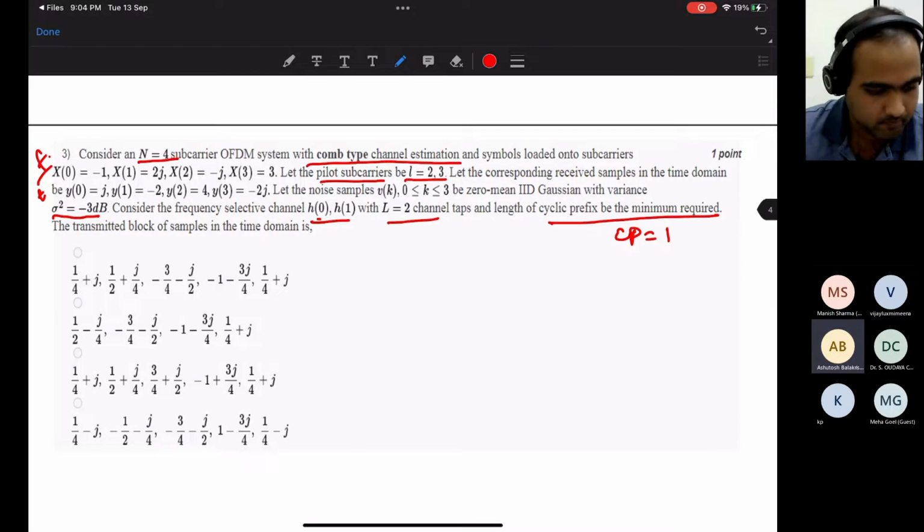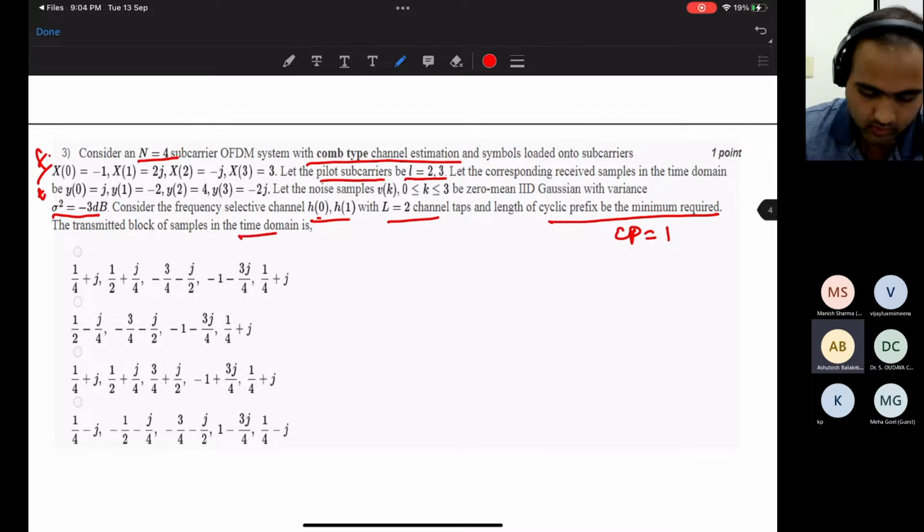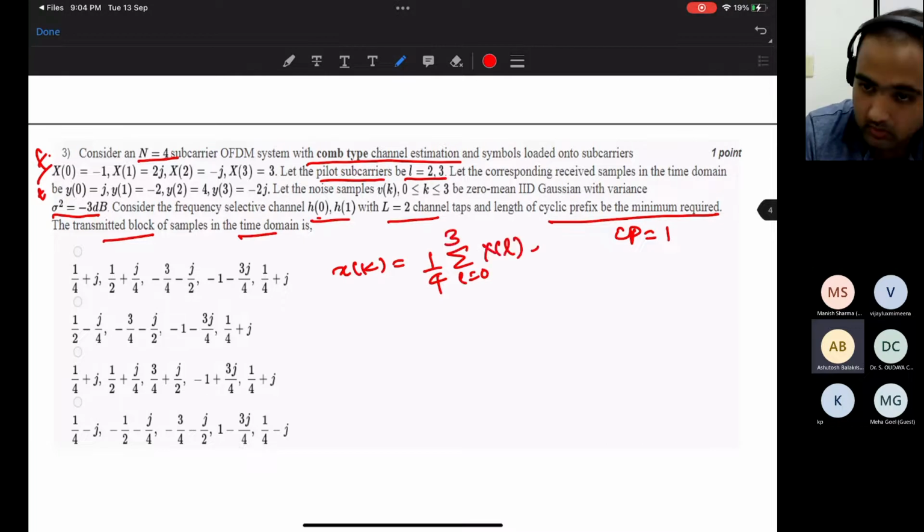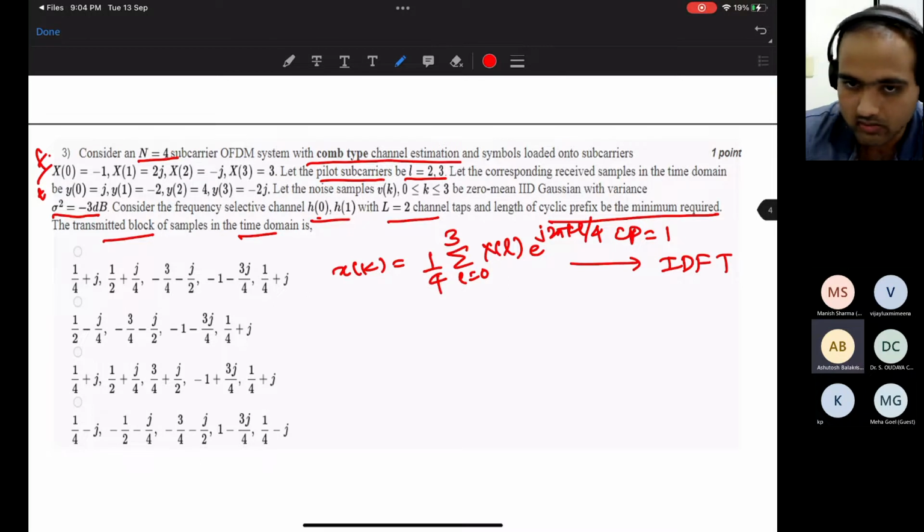So let's solve this. We need in time domain what are the samples which I'm transmitting. So we basically need xk, which is given as 1 by n, so n is 4, summation L is 0 to n minus 1, that is 3, x of L e to the power j 2 pi k L by 4. So this is my formula. What formula is this? This is the IDFT, inverse discrete Fourier transform. So let us just solve this.